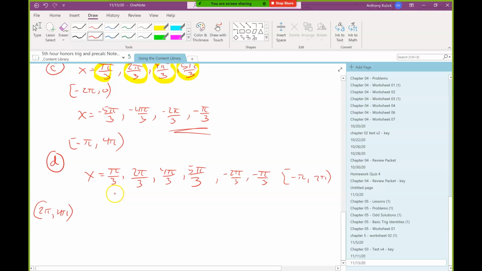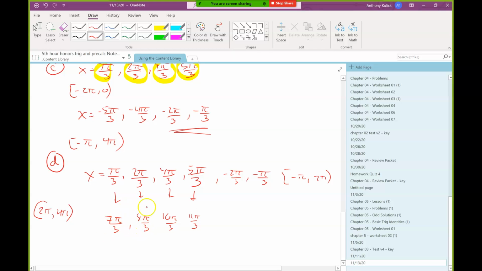And the way I'm going to find that is just looking at stuff that's coterminal to each of these. This time, since I'm looking for bigger answers, I should be adding 2 pi. So if I do that, I get 7 pi over 3 for this one, and then 8 pi over 3, and then 10 pi over 3, and then 11 pi over 3. And 12 over 3 is the same as 4. All of these are less than 4 pi, so I'm good.